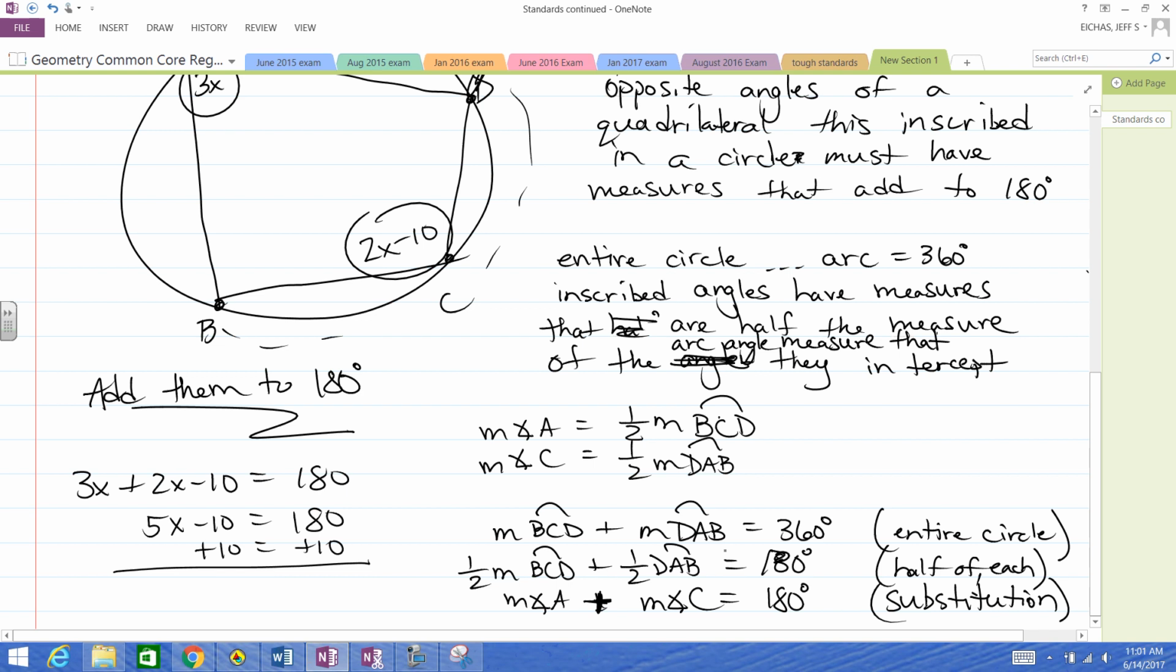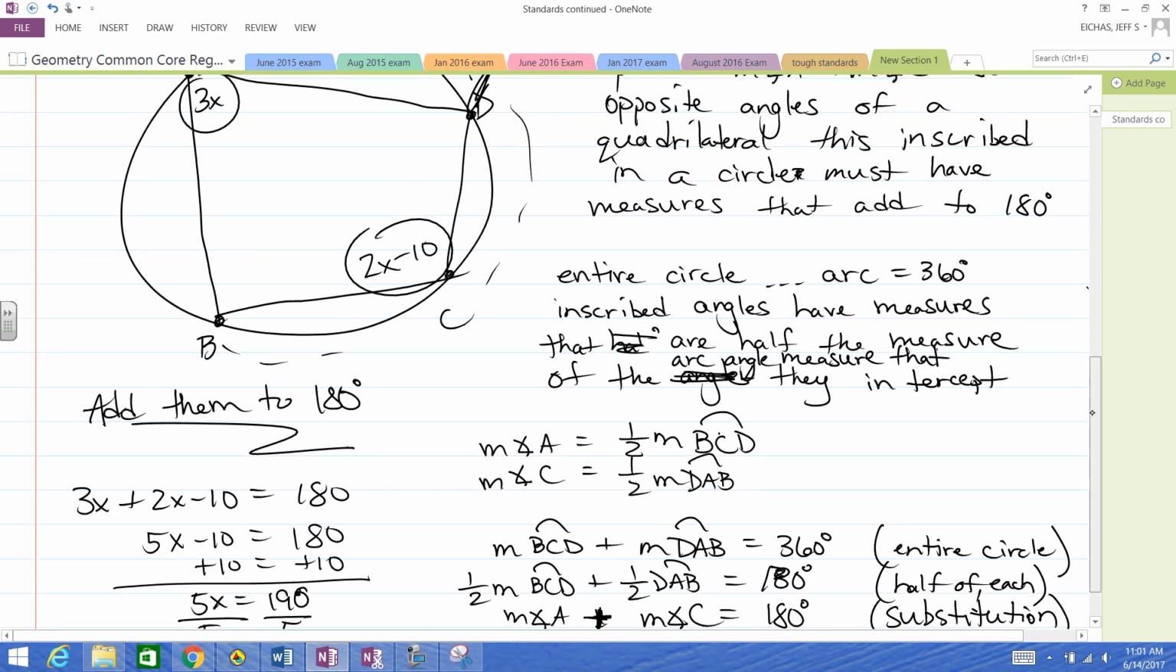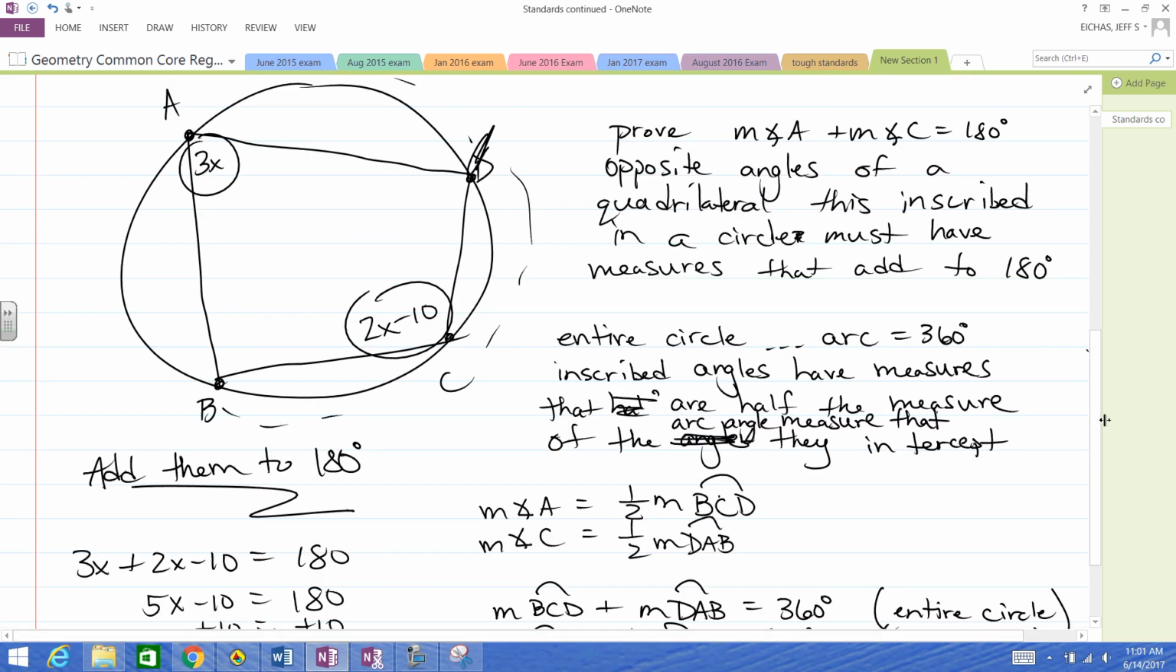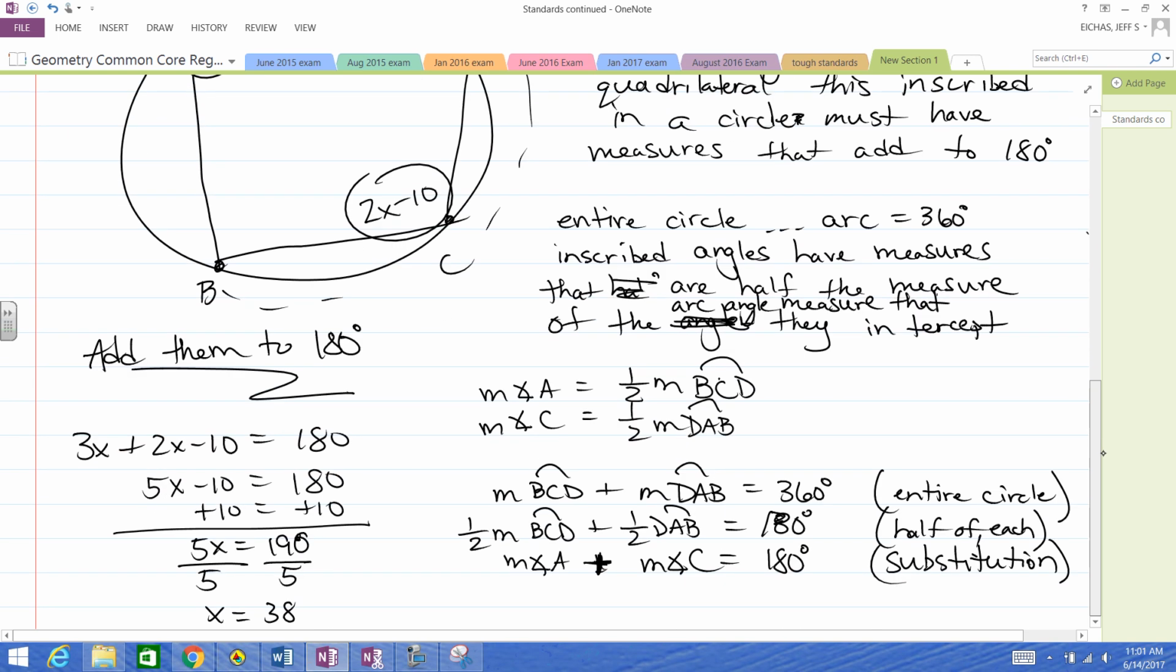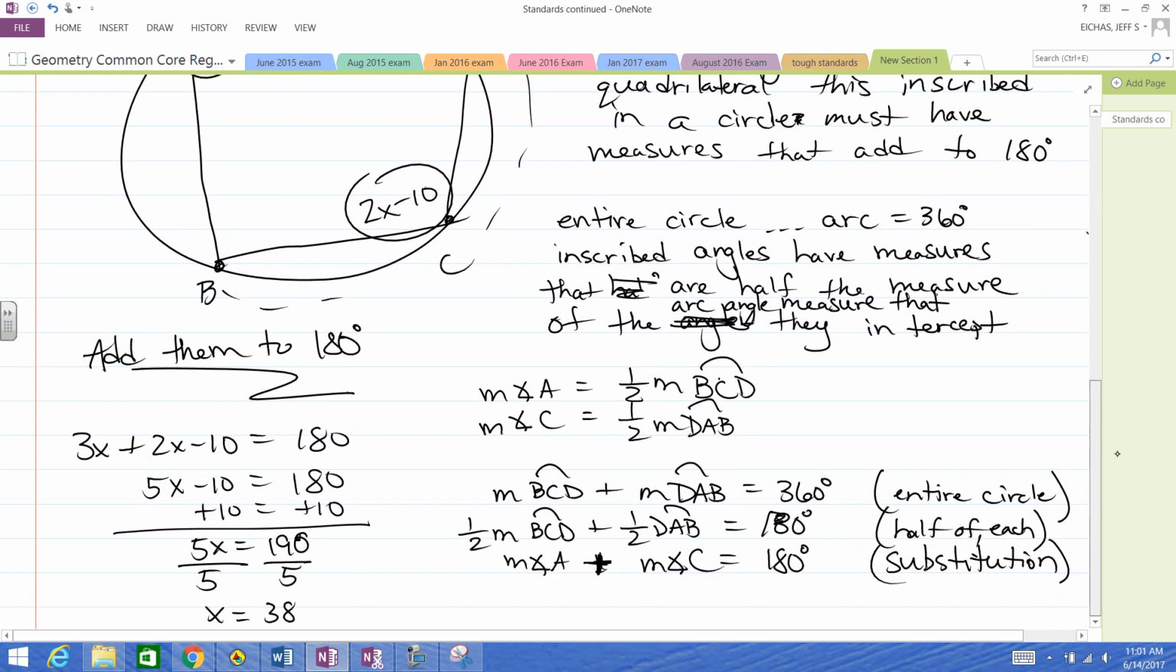I seriously doubt they're going to give us a proof. So be ready for a question like this. And what is that? 38-ish? Yeah, I'm going to guess 38. And then if they ask you for the angle measure, of course, you just plug in, do what you got to do there. Yeah, that's good. That's perfect.